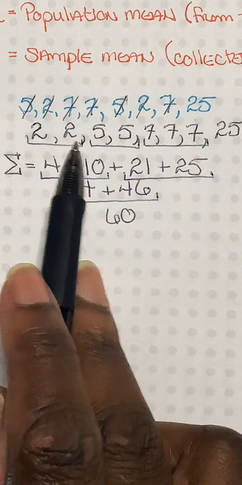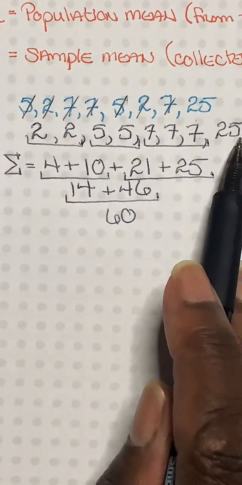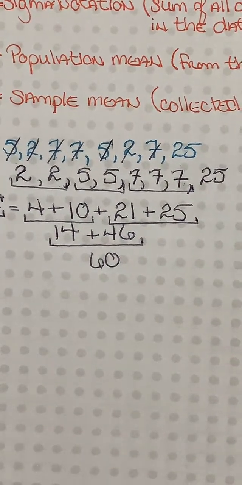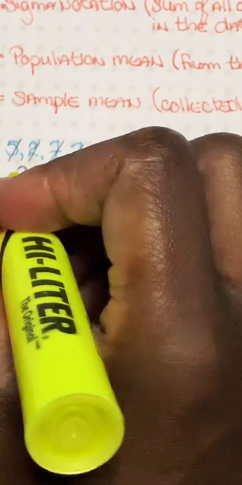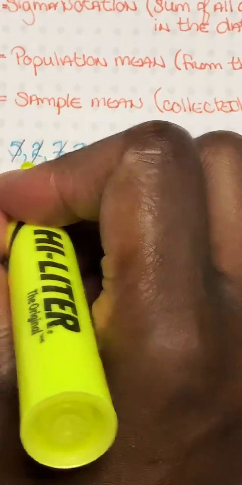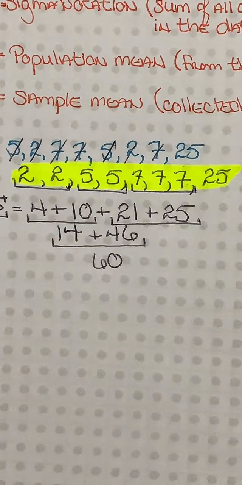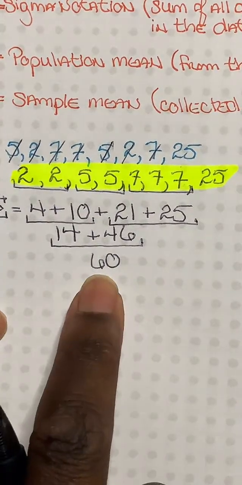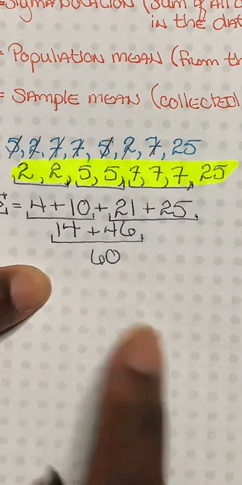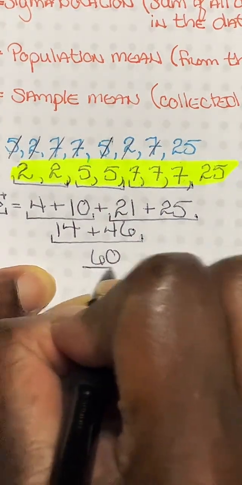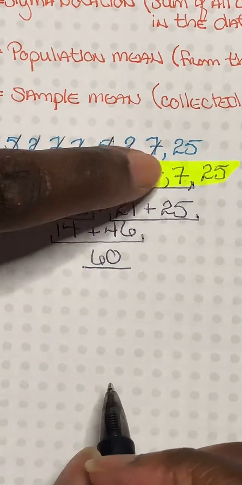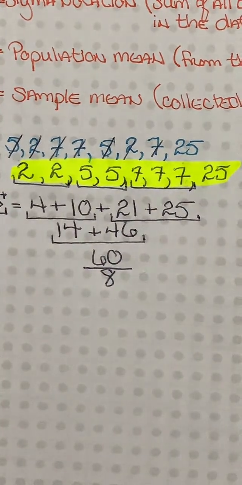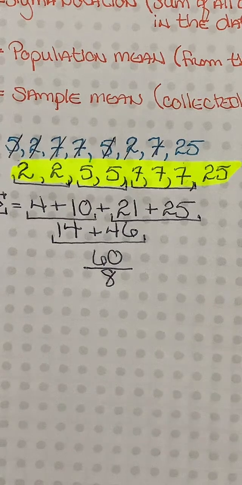So now I have 2, 4, 6, 8 numbers. These numbers right here. So I have 8 of them. That means I'm going to take this 60, and if I want to find the mean, I'm going to divide it by those 8 numbers.